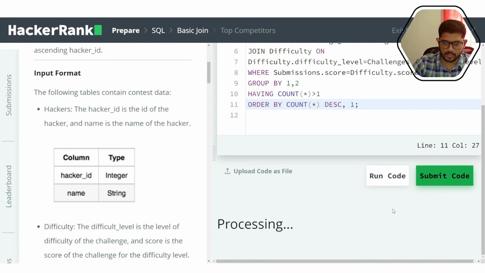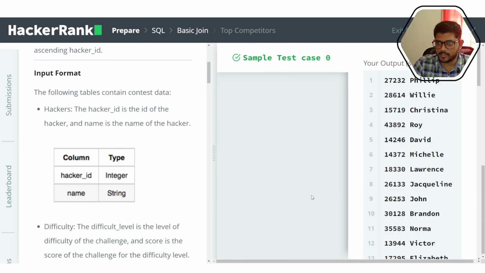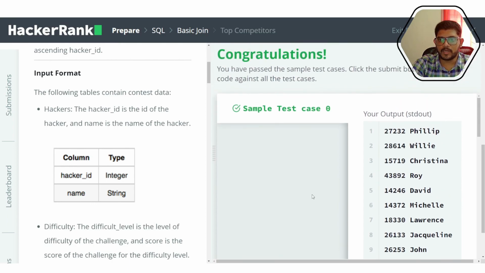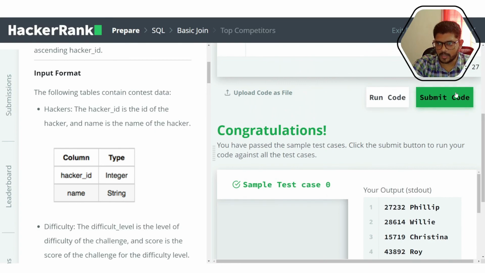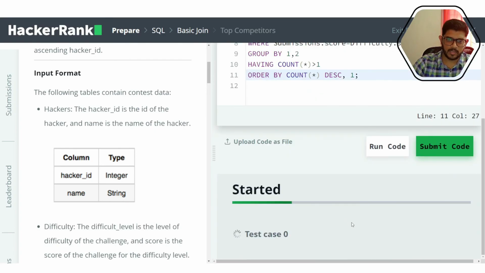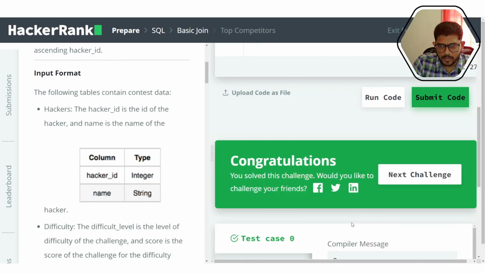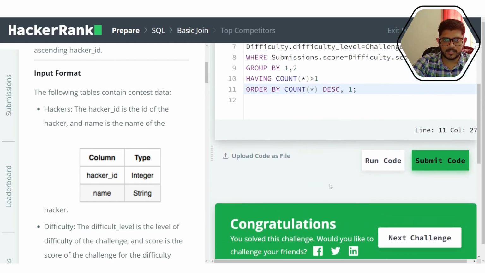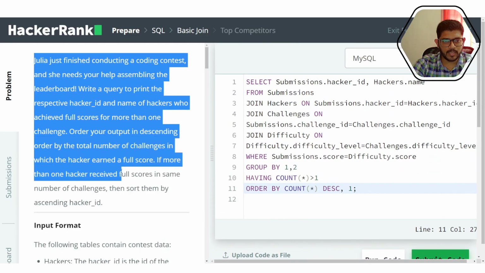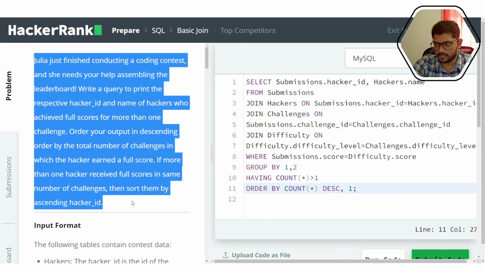This time it should clear. Let's see. I don't know why it's taking so much time to run these queries. Anyways, it's accepted. So the test case we cleared. Let's actually submit our code. I hope everything should be fine. It should be smooth. Great. Our solution has been accepted, and this is our query which meets all these requirements, right?